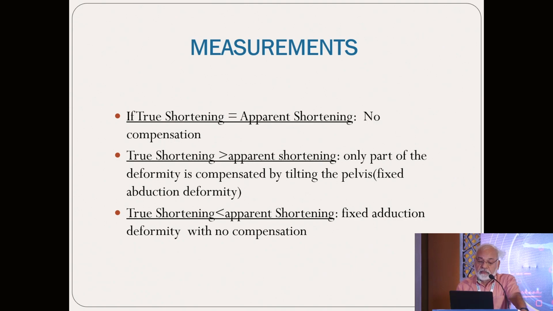So actually this is a standard thing. If true shortening is equal to apparent shortening, there is no compensatory mechanism at the limb. If true shortening is more than apparent shortening, the deformity is compensated by tilting of the pelvis, so one might have a fixed abduction deformity. If true shortening is less than apparent shortening, then a fixed adduction deformity may be present.